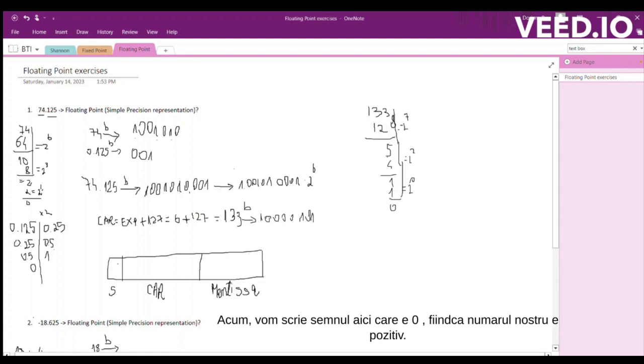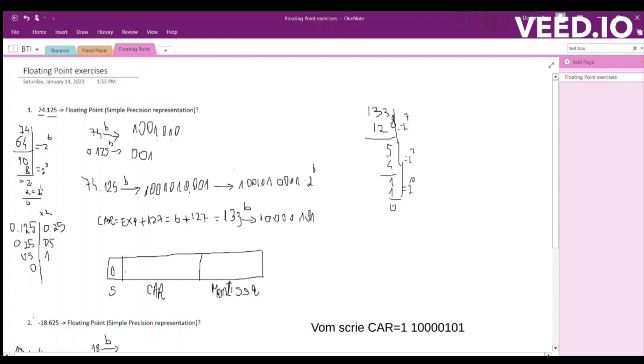Now, we will write the sign here, which is 0, because our number is positive. Then we will write the CAR, which is 10000101. And the mantissa, which is 0, 0, 1, 0, 1, 0, 0, 0, 1, which is everything after the point here.